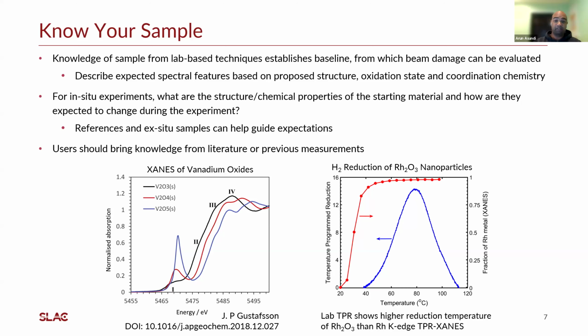However, when the same experiment on the same sample was performed at the synchrotron, the reduction occurred around 30 to 40 degrees. And so this is an example where the user should come to the beamline having already done the lab-based TPR measurement. So if they see some discrepancy in the behavior, they can investigate further if this is the result of some beam damage process.